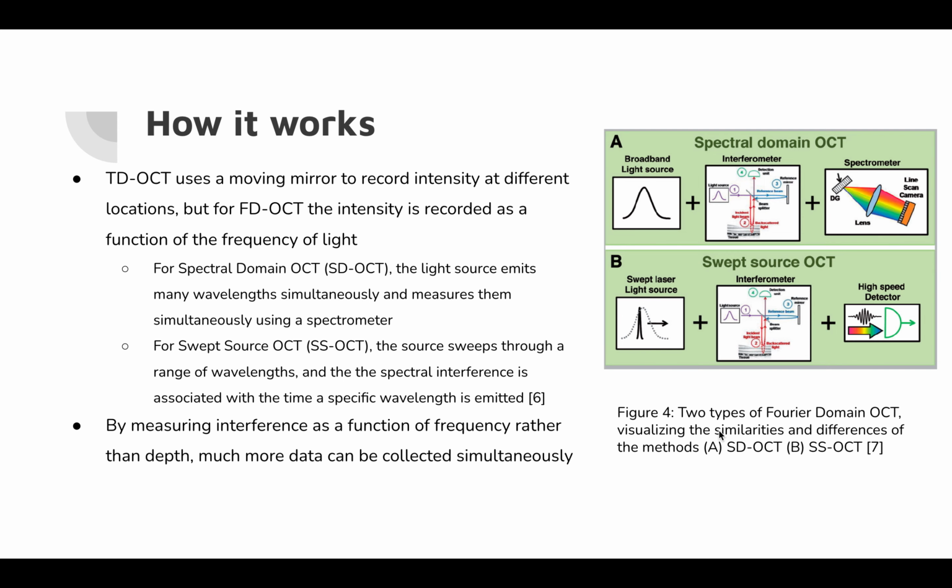Spectral domain OCT, where the light source emits many wavelengths and measures them simultaneously using a spectrometer, and swept source OCT, where the source sweeps through a range of wavelengths, and spectral interference is associated with when that specific wavelength was emitted. Spectral domain OCT has a powerful sensitivity advantage over time domain detection because it essentially measures all echoes of light simultaneously.